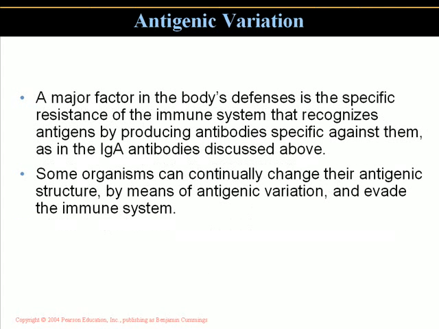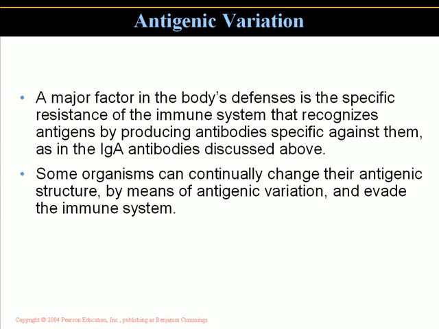A major factor in the body's defense is specific resistance in the immune system. As I alluded to earlier, the IgA antibody can be destroyed by certain types of enzymes in the body. The immune system recognizes antigens by producing antibodies specific against them, as IgA antibodies can do. Some organisms can continually change their antigenic structure. Now remember, antigens are foreign invaders. It's something that's not supposed to be in the body.